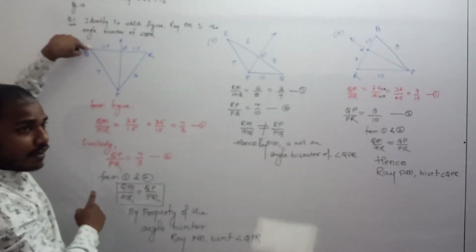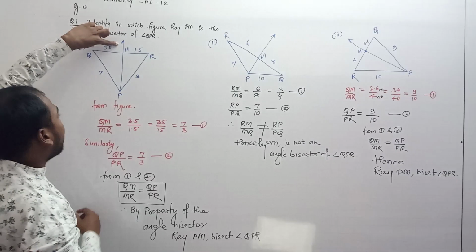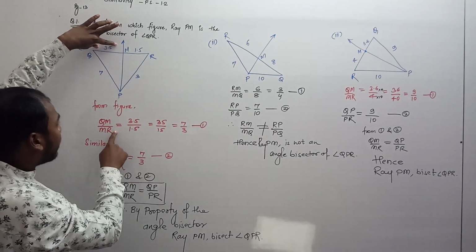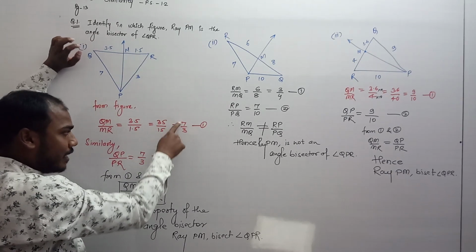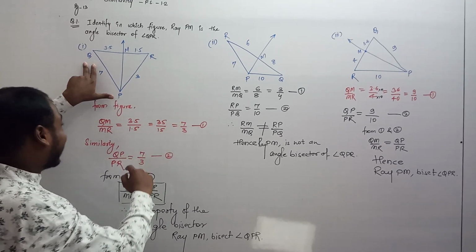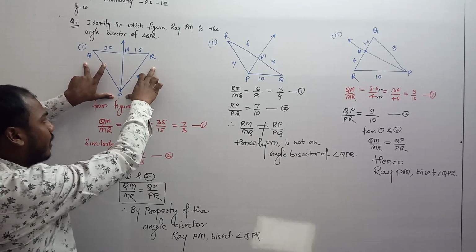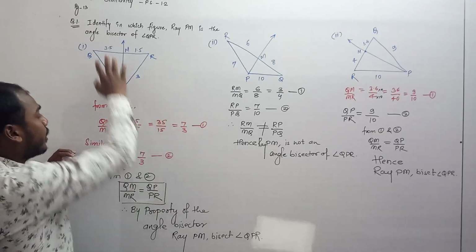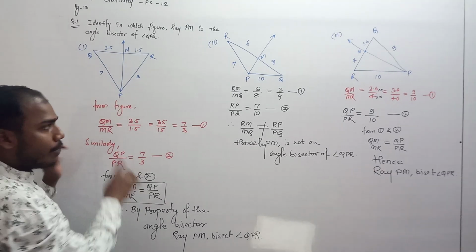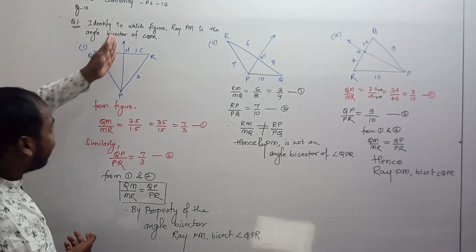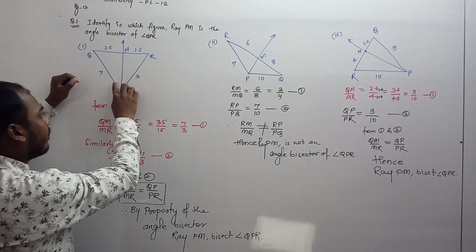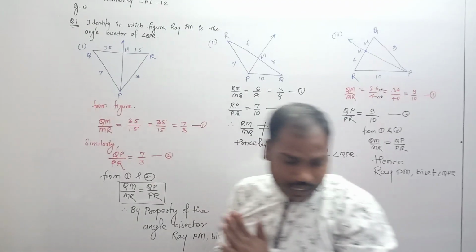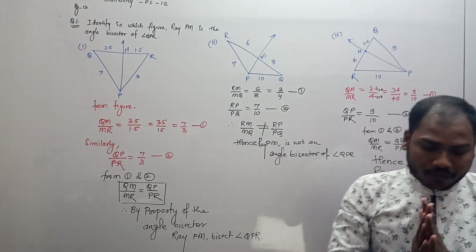If I take Q, we can write QM divided by MR is equal to QP divided by PR. QM divided by MR is 7 by 3, and the second ratio, QP divided by PR, is also 7 by 3. So from 1 and 2, both the ratios are equal, and because of the angle bisector property, this ray divides the angle in two equal parts. So very simple, this is the angle bisector theorem. Okay, thank you.